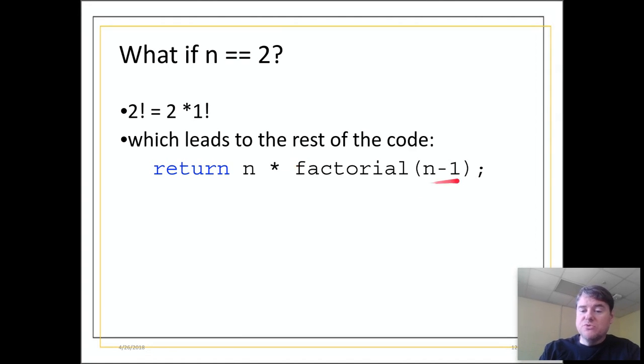All right, why n minus 1? Because again, this is going to be 1 less than this. So the factorial of 2 is equal to 2 times the factorial of 1. Even though we are right now in the middle of defining how to calculate factorial, this is going to work.